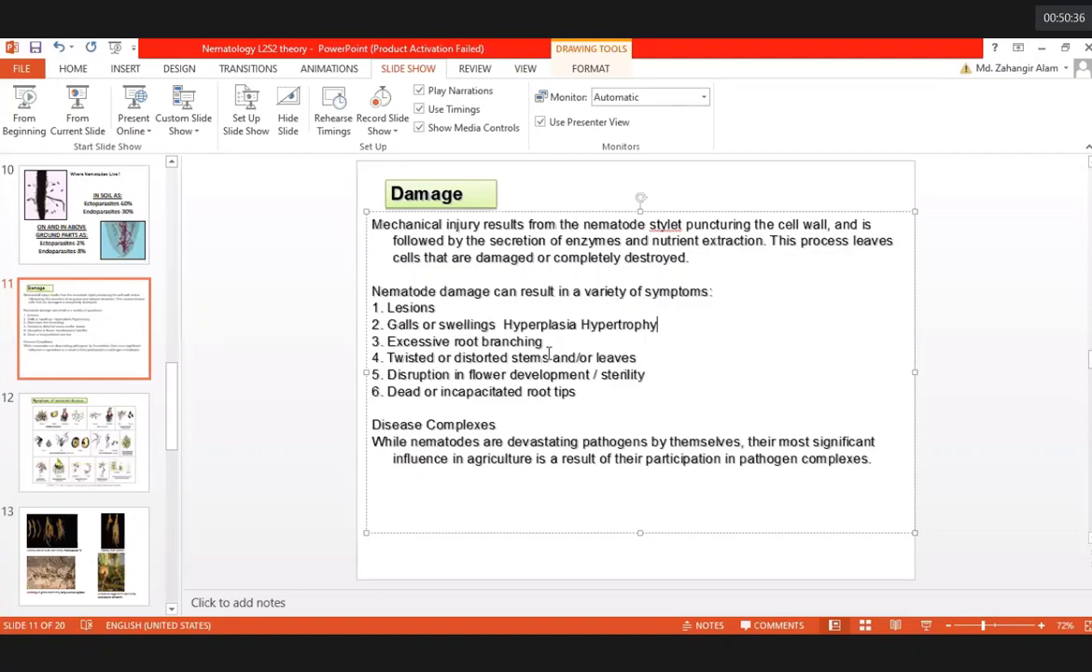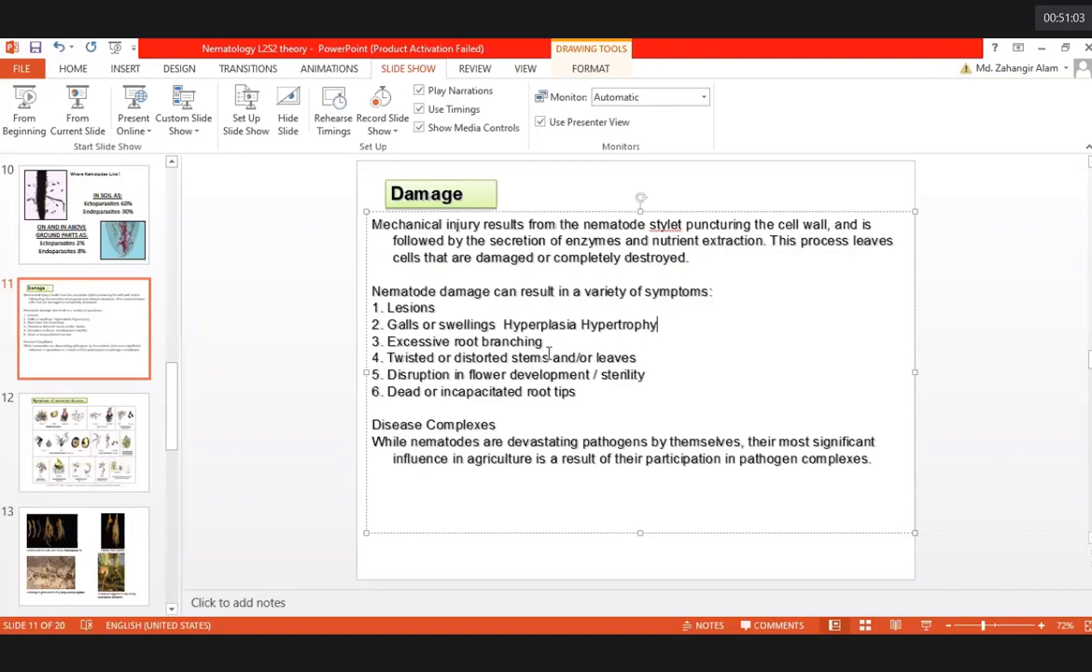And there are some nematodes that contain virus in their body, inside their intestine. We call them virus vector nematodes. For example, Trichodorus, Longidorus, Paratrichodorus. Write down these names of some virus vector nematodes. Okay? So these are some virus vector nematodes.